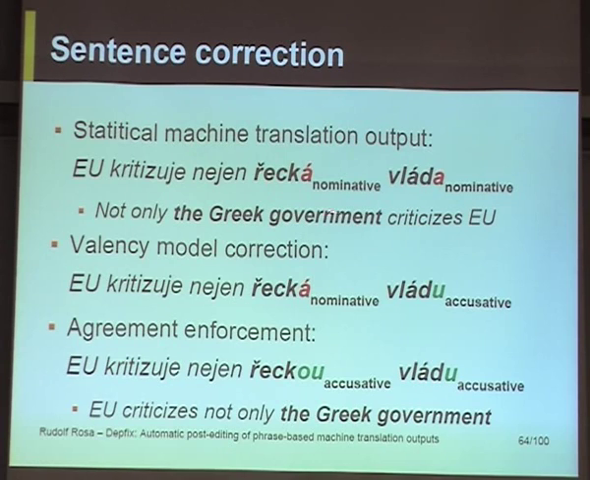That's just the sentence again. This is the output where it was incorrect, where nominative was used. We were now able to find the accusative case for vláda. And then this is just the agreement, the same thing that we did on the A layer: the adjective and the noun should agree in these.